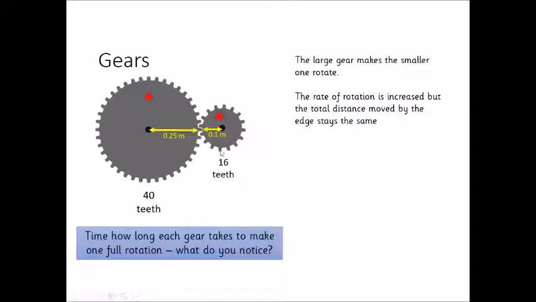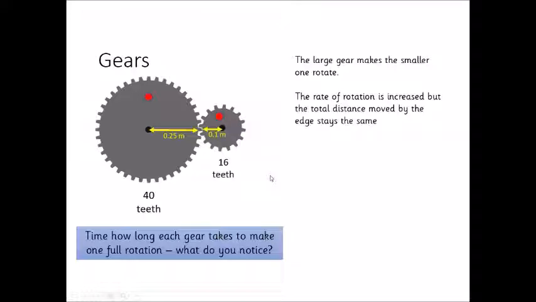Right, this ratio of the number of teeth has to be the same as the ratio of the distance around the edge of the gear, because if the teeth aren't the same size, they won't mesh together. So if you do the maths here, you can see that 2 pi times 0.25 will be 2.5 times as much as 2 pi times 0.1, and therefore you've got 2.5 times as many teeth.